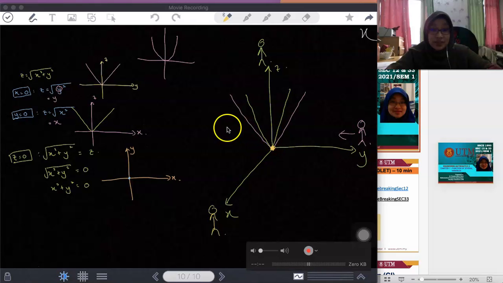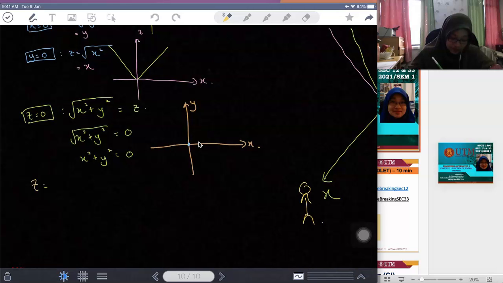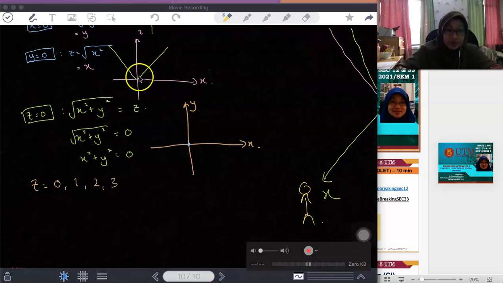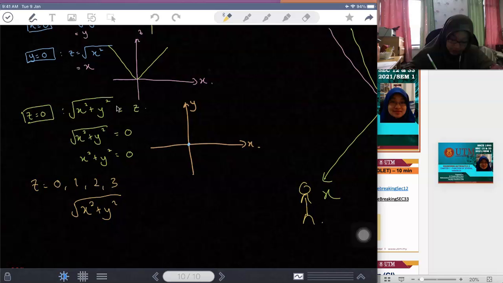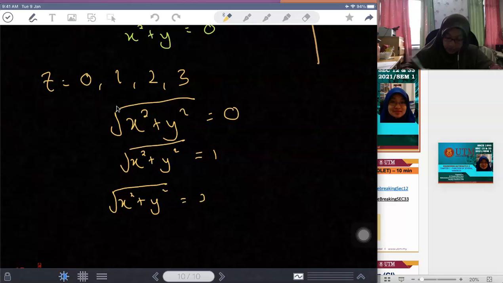Okay, now we increase the Z. Just now we set Z equal to 0, so maybe I want to have 1 and then 2 and then 300 and so on. So now we just rewrite into this form. The square root of x squared plus y squared is 0. Then the square root of x squared plus y squared is 1. And then the square root of x squared plus y squared, I got 2 and so on. Okay, so now rearrange.